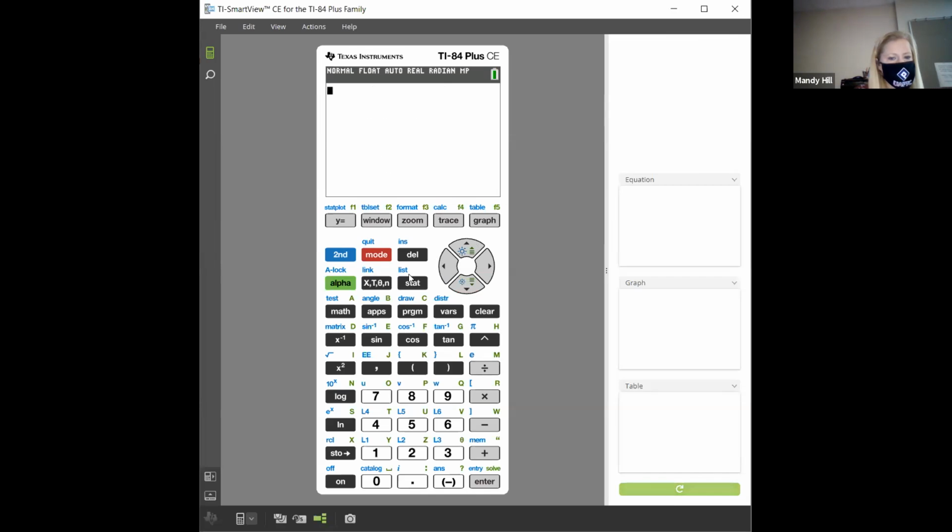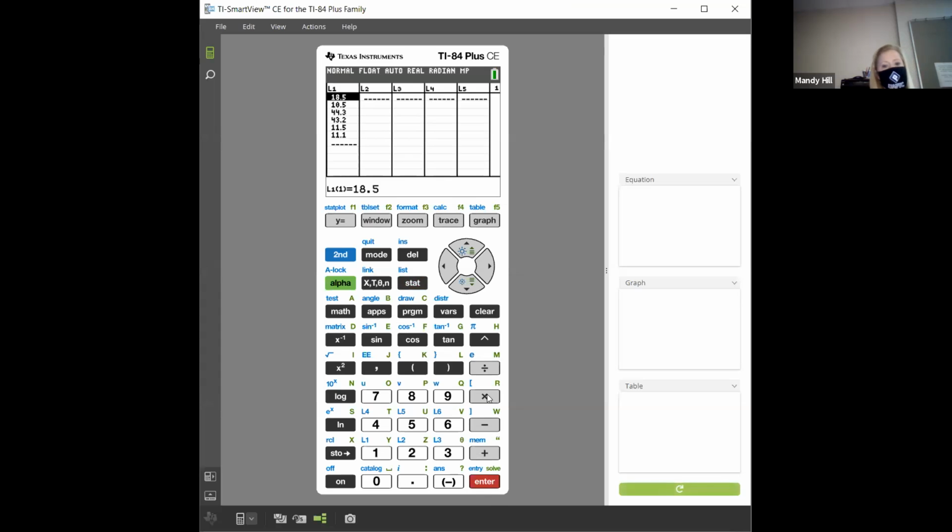If I was just going to have to calculate the mean, I wouldn't take time to do this, but I'm going to stat. I do want to edit that. So stat right beside the arrows. I do want to edit that. So I'm going to enter. I've got stuff in my list 1. I don't want it to be there.